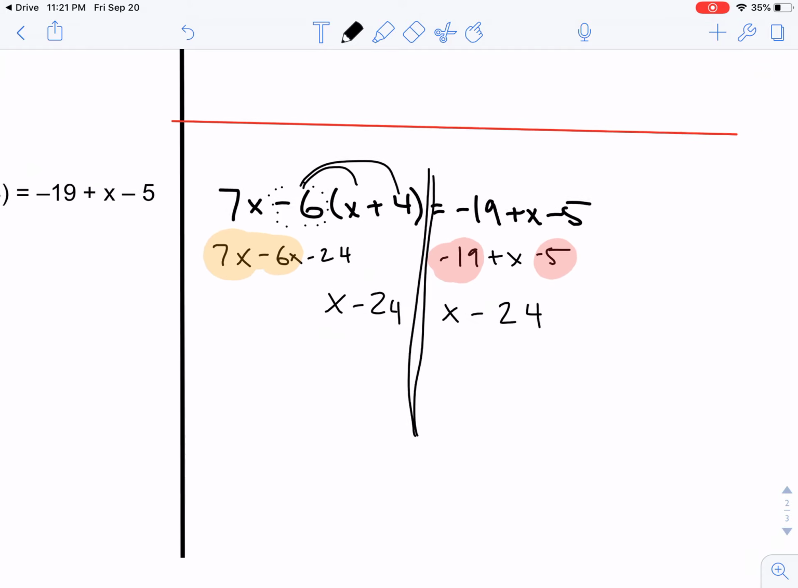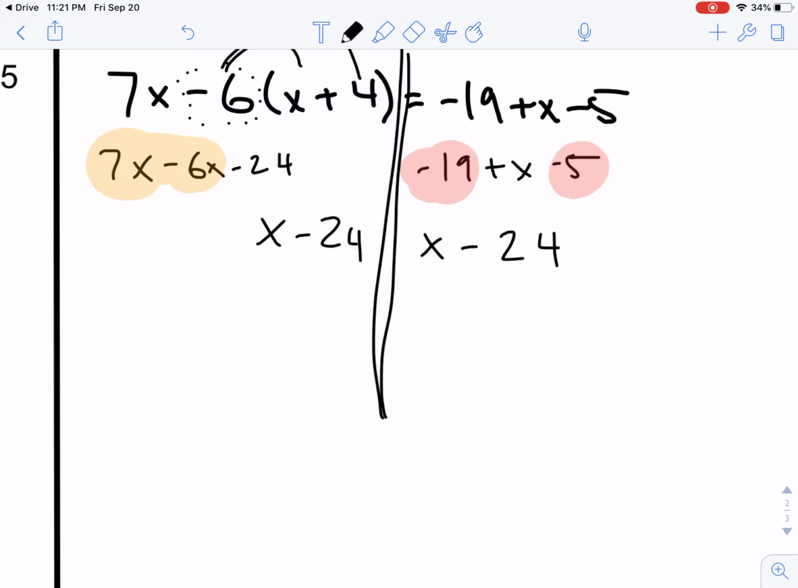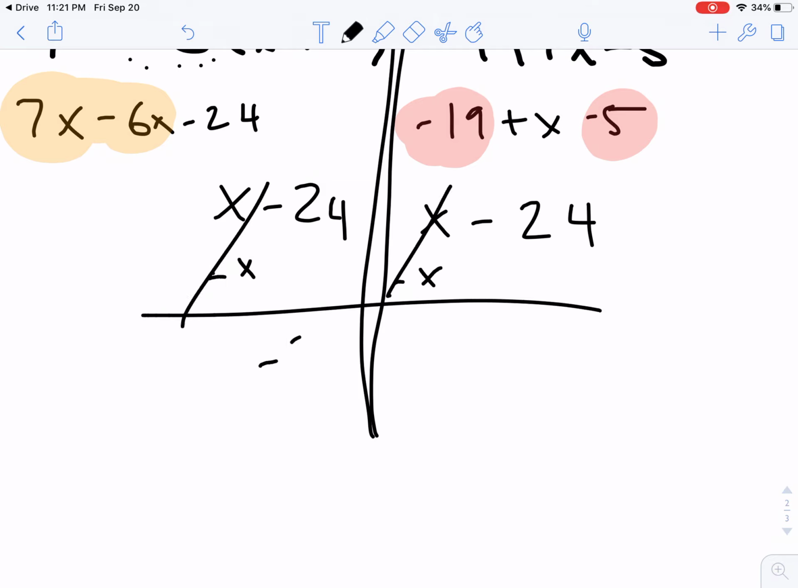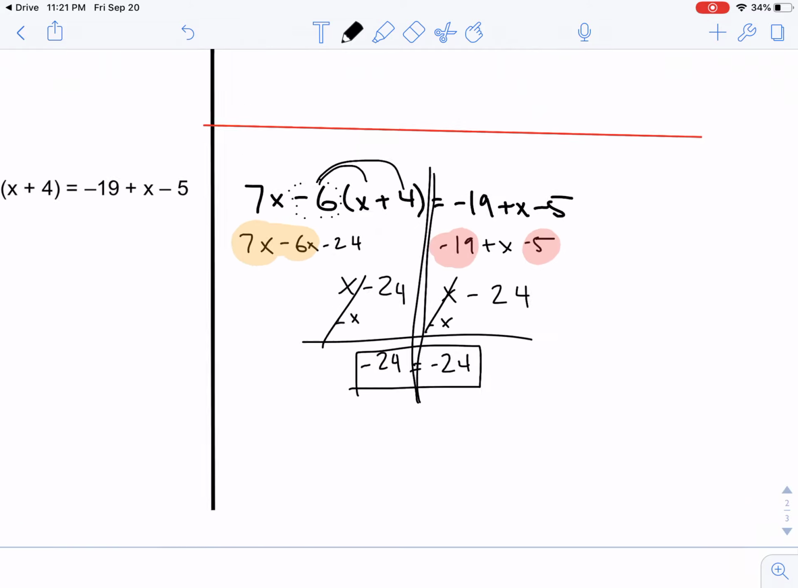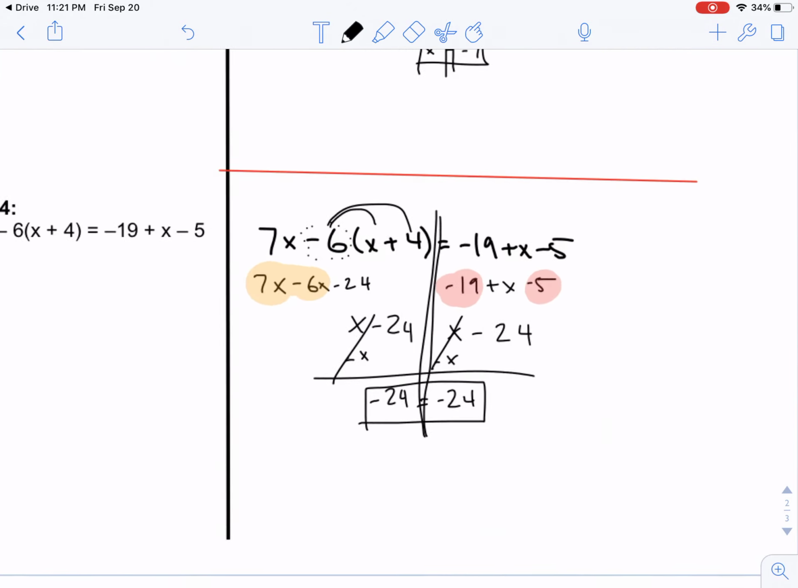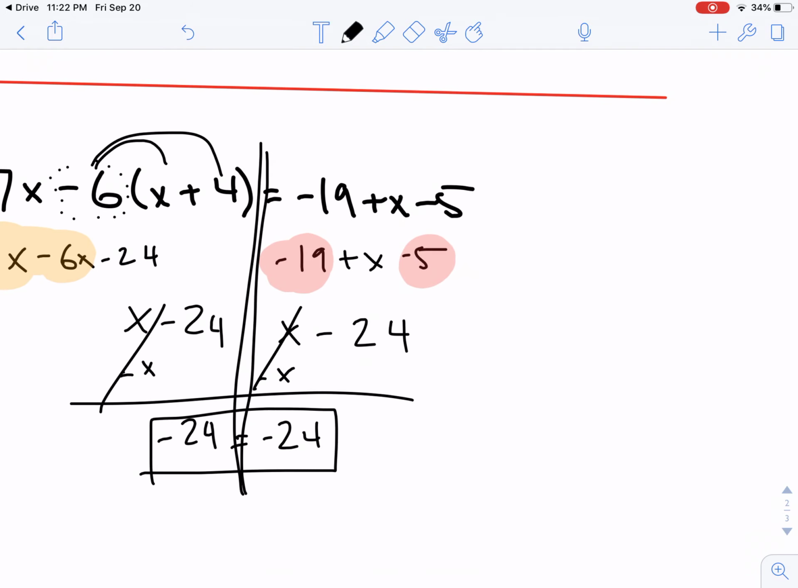Okay. Here, we want to get x on one side, so you'll notice that there's no smaller value, so let's just subtract x from both sides. We're going to get negative 24 equals negative 24. Now, unlike example number 2, where there's no solution, if you end up with negative 24 equals negative 24, a number equaling another number, we can say that there's an infinite amount of solutions.